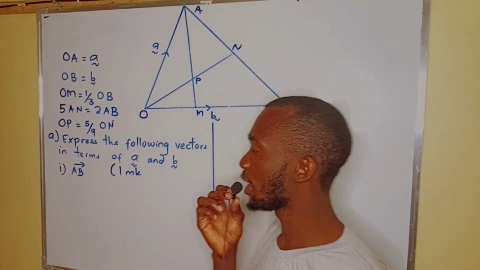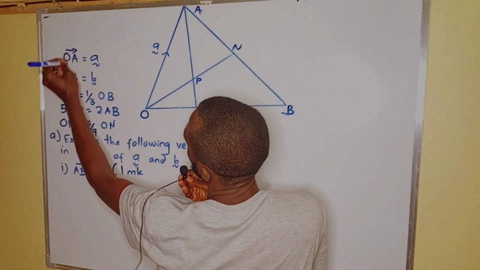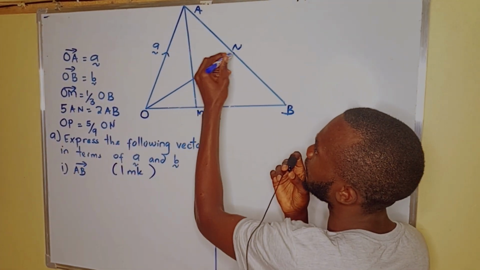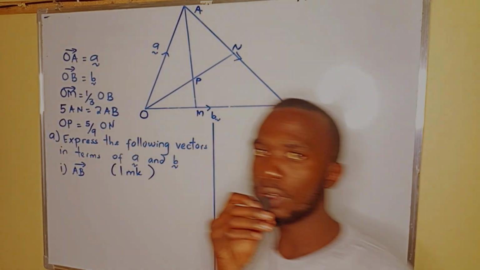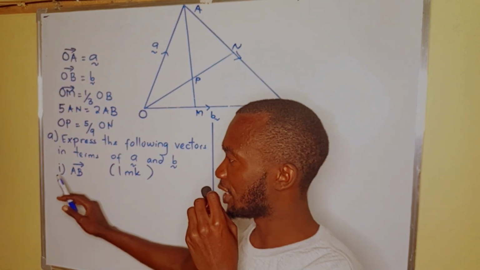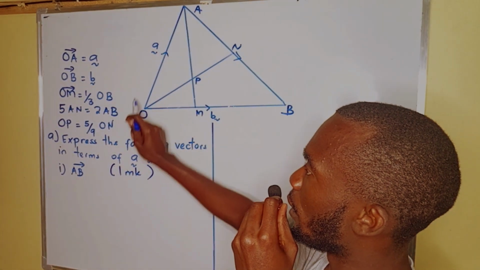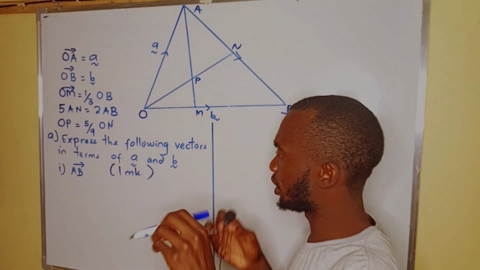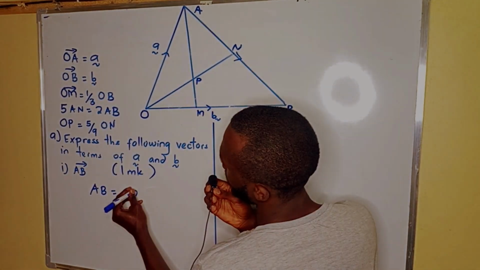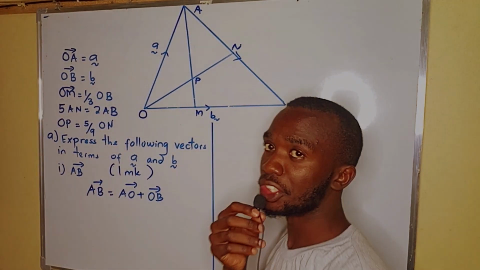That is Roman 1 of part A. Vector AB. So OA, that is the direction OA. So you need to find AB, this direction now. To move from A to B, we start from point A, the starting point, then we finish at B. So from A to B, this is the same as AO plus OB. So AB is equal to AO plus OB. You need to follow that direction to reach point B.